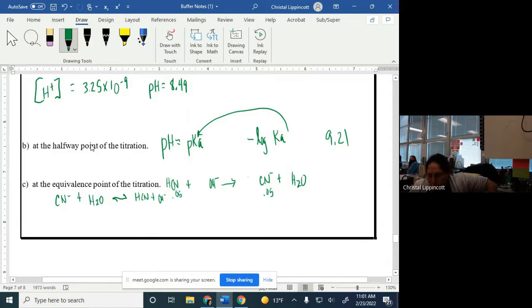So here we've got 0.05. I got that from right here. I'm bringing that over. We don't care about the water. We're going to be making X here, and here we're going to be making 0.05 minus X. Okay. We can easily ignore this X. We just need to document it.